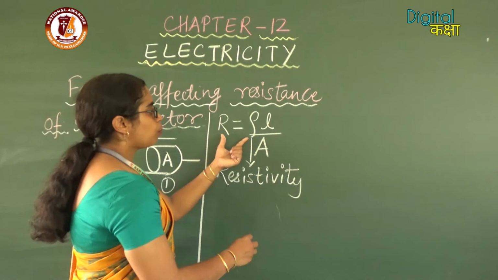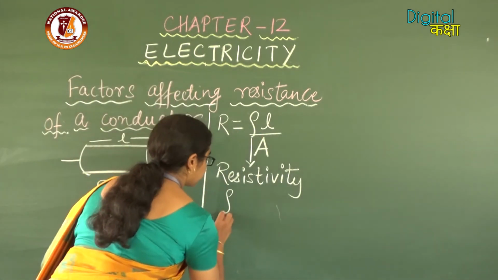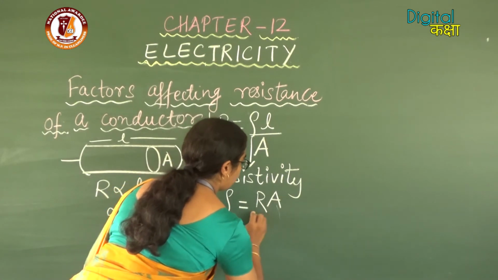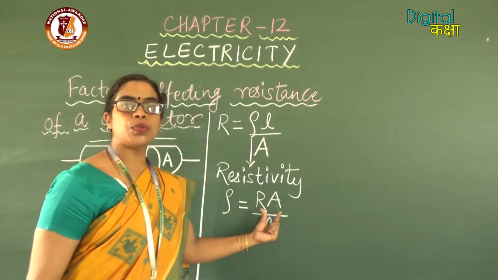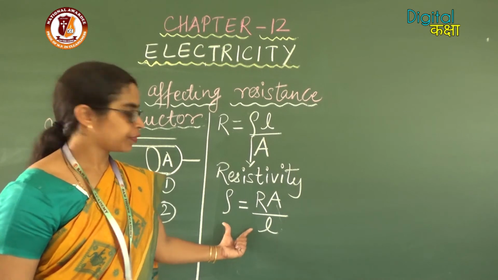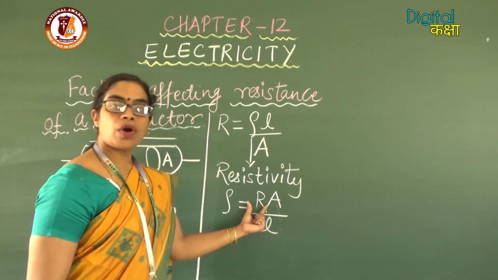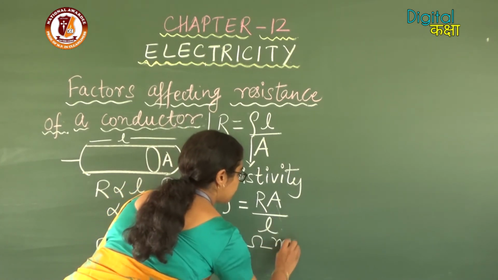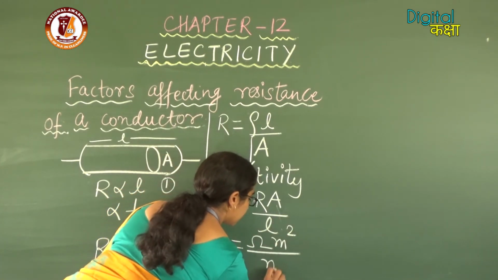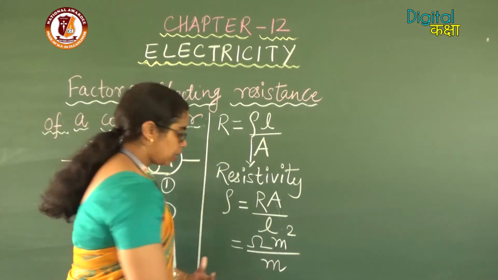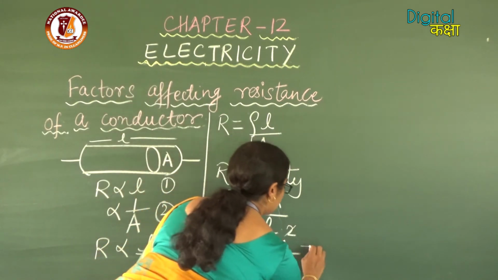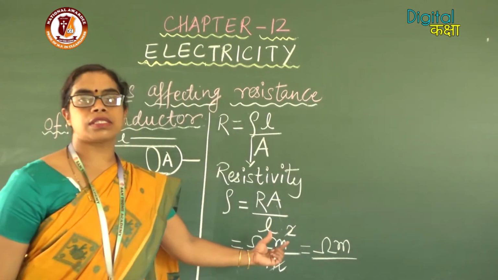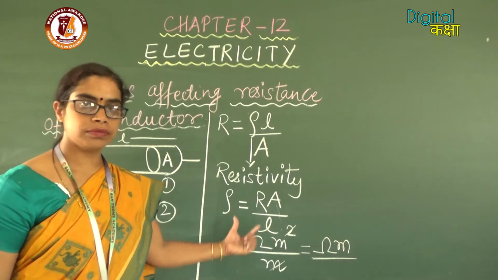Here, the formula for the resistivity can be written as RA upon L. In order to know its unit, we know that the unit for resistance is ohm, for area it is meter square, and for length it is meter. Ultimately, the SI unit for resistivity is obtained as ohm meter.